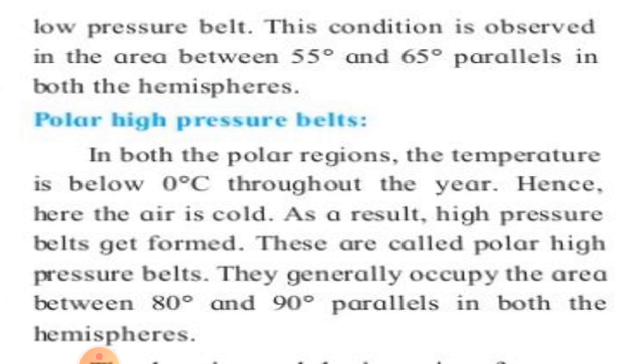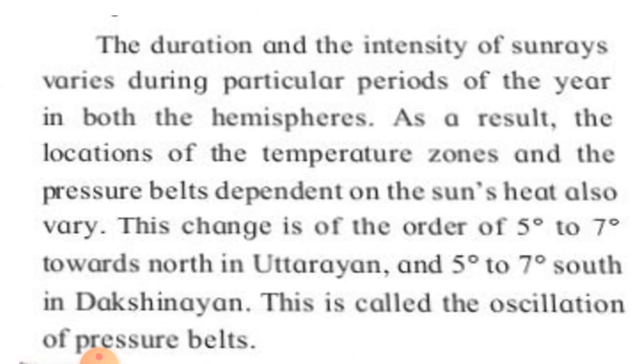The belts which form because of the high pressure are called polar high pressure belts, and they generally occupy the area between 80° and 90° parallels in both the hemispheres.